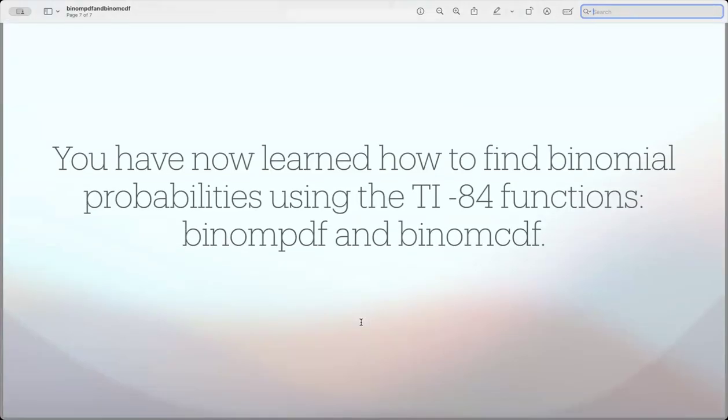You have now learned how to find binomial probabilities using the TI-84 functions BinomPDF and BinomCDF. Good luck, everyone.